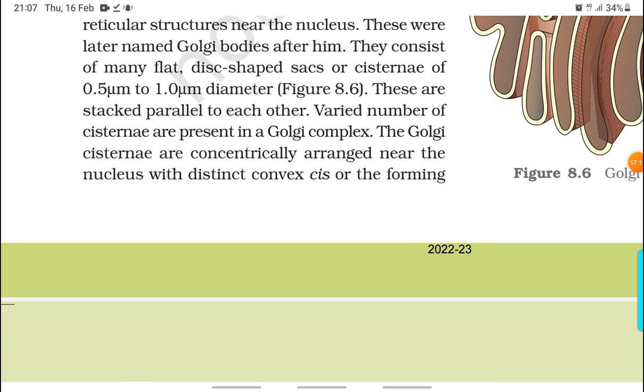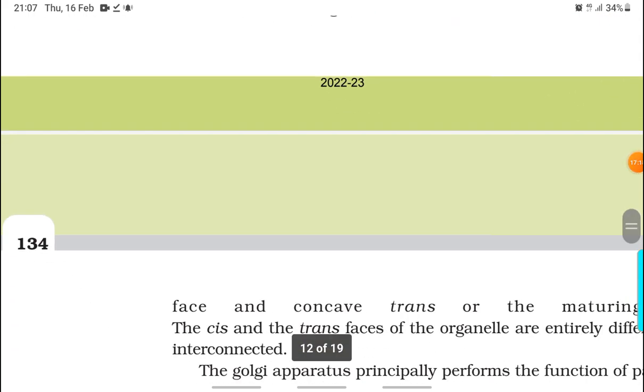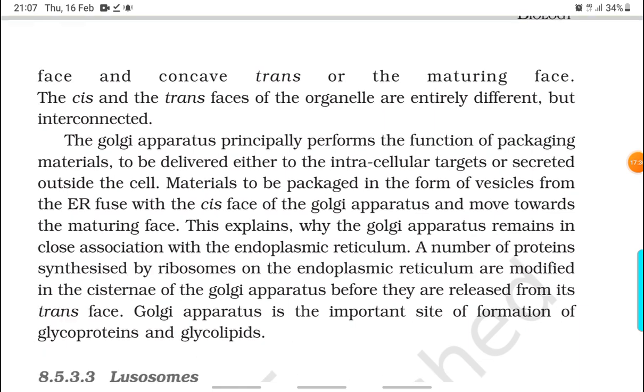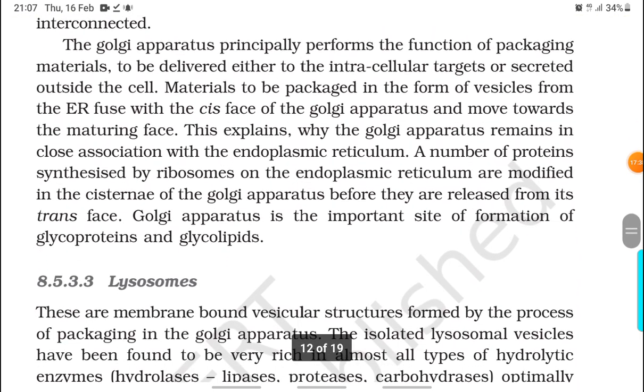The Golgi cisternae are concentrically arranged near the nucleus with a distinct convex cis or the forming phase and concave trans or the maturing phase. The cis and the trans phases of the organelles are entirely different but interconnected. The Golgi apparatus principally performs the function of packaging materials to be delivered either to the intracellular targets or secreted outside the cell.